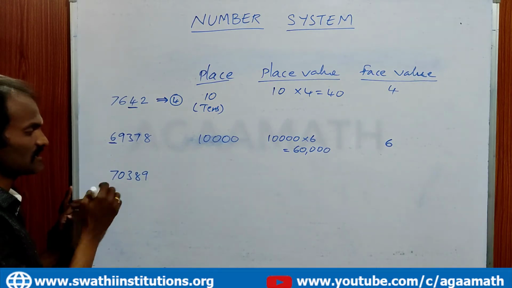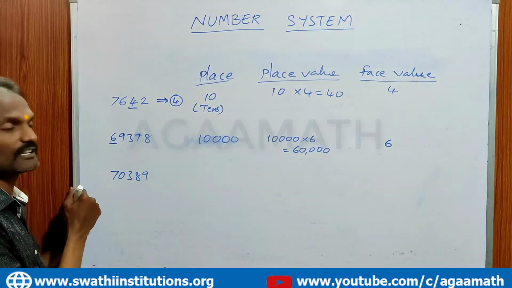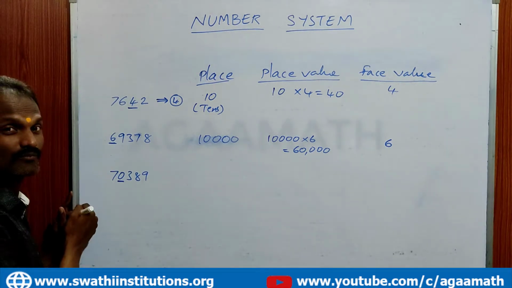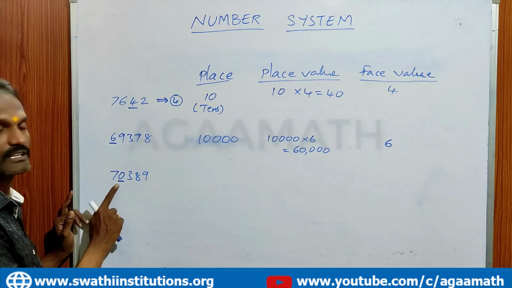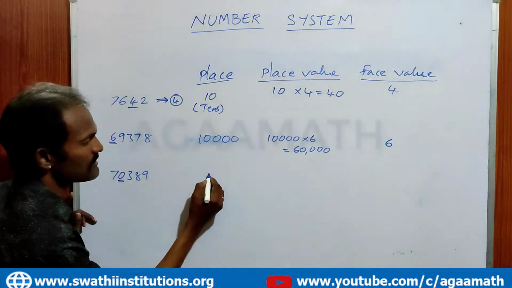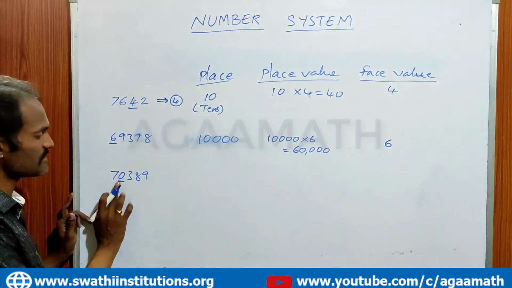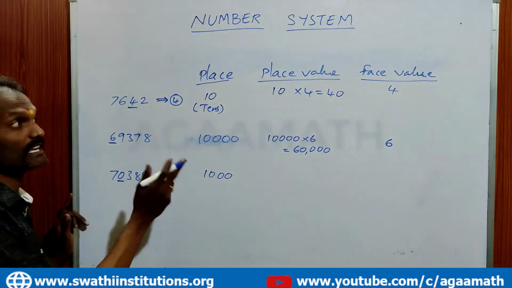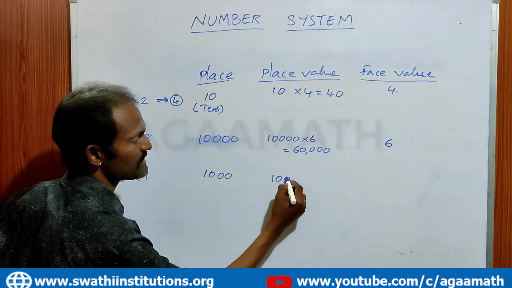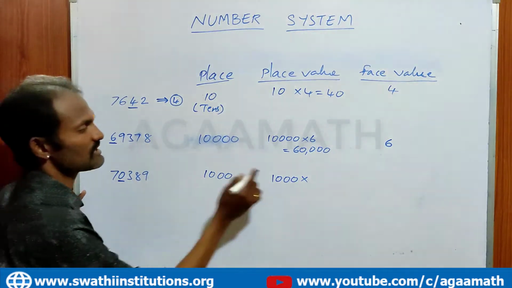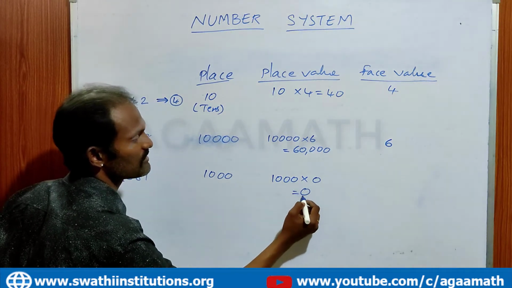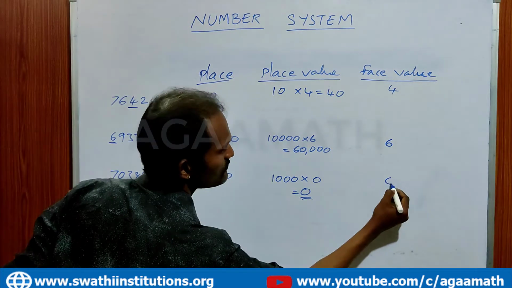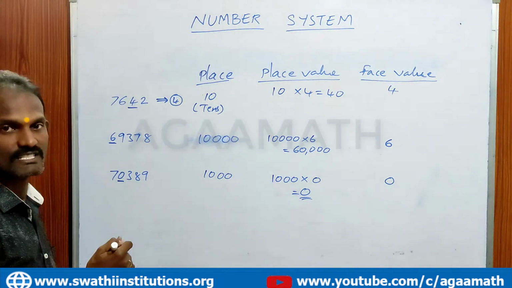Here is a number, 70,389. If they ask about the place of 0, the place of 0 is ones, tens, hundreds, thousands. So the place of 0 is the thousands place. But the place value: the place is 1000 and the digit is 0. So 1000 times 0 is 0. So here the place value is 0, and the face value is also 0, the digit itself.